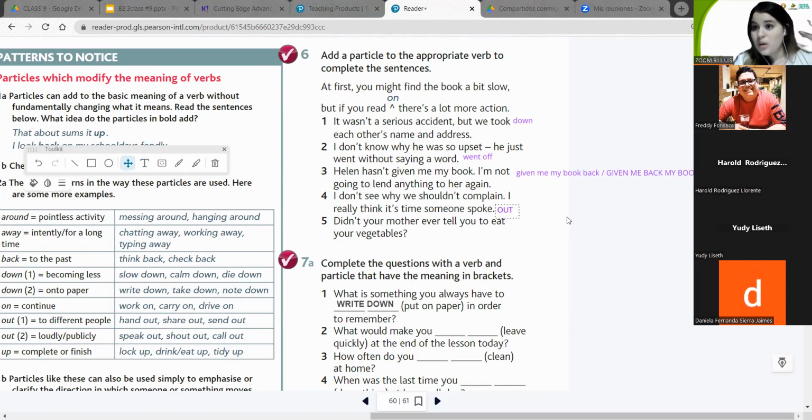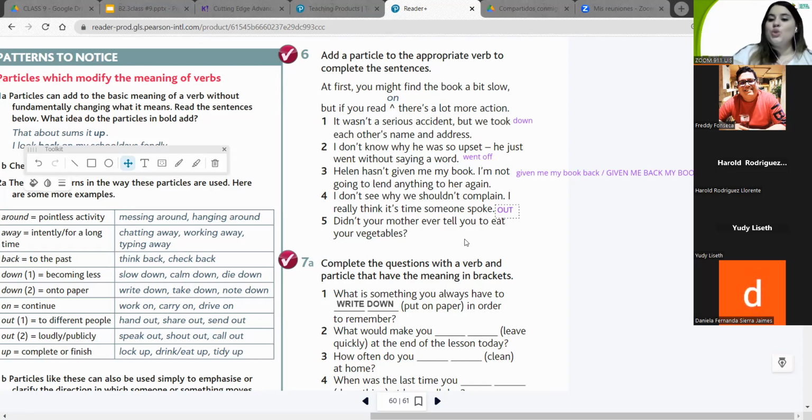So I don't see why we shouldn't complain. I mean, we have the right to do it. We should do it. And I really think it's time someone spoke out. Very good. Just remember, in that case we used the verb in the past because of the structure it's time. Remember when we were studying this, it's time we left the house. I'm not sure in which cycle we were studying this. It was in the B2 level, but we explained this sentence like it's time. Very good.